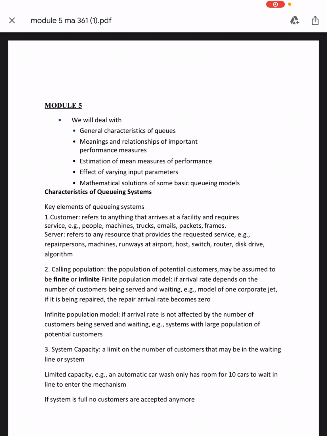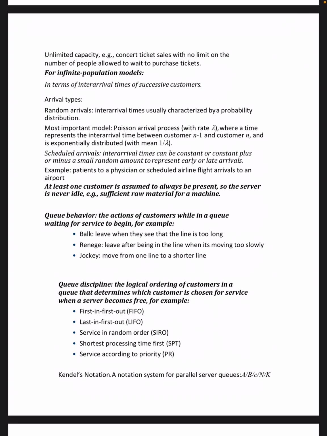Scheduled arrivals. Inter-arrival times can be constant, or constant plus or minus a small random amount to represent early or late arrivals. Example: patients to a physician or scheduled airline flight arrivals to an airport. At least one customer is assumed to always be present, so the server is never idle. Example: sufficient raw material for a machine.